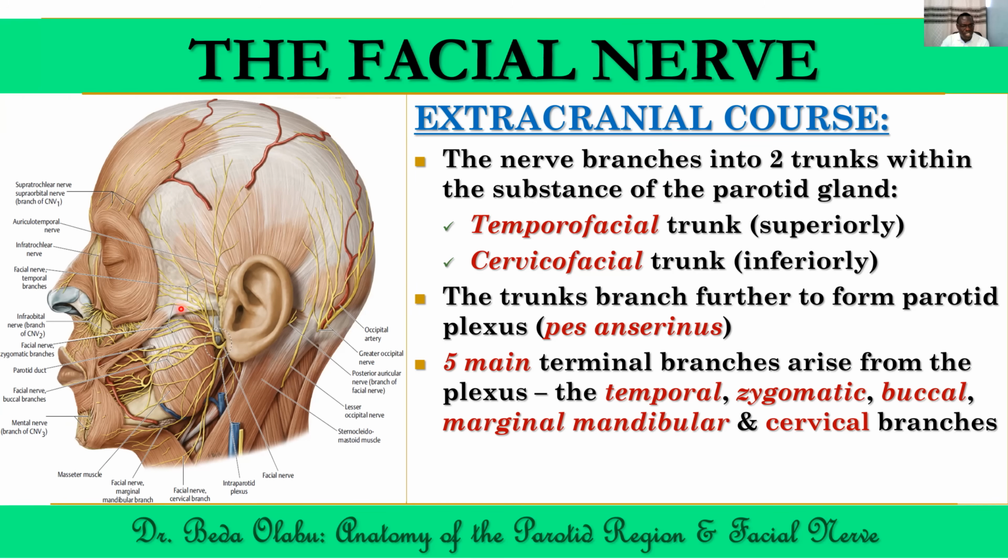We have zygomatic branches, which tend to be multiple around the zygomatic region. We have the buccal branch, which is in most cases just one, but could divide into multiple. We have the marginal mandibular branch, which tends to be 2 most of the time, marginal mandibular branches. And you have the cervical branch, which in most cases just 1, going all the way to the platysma.